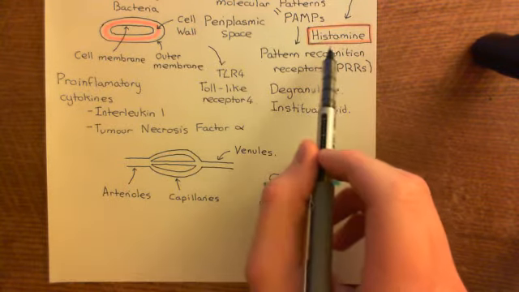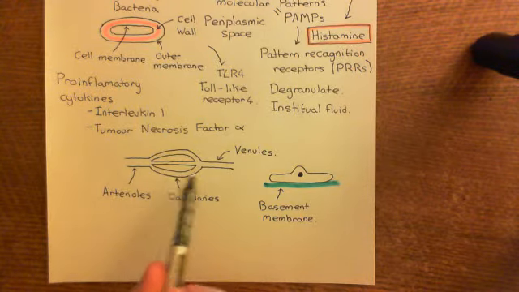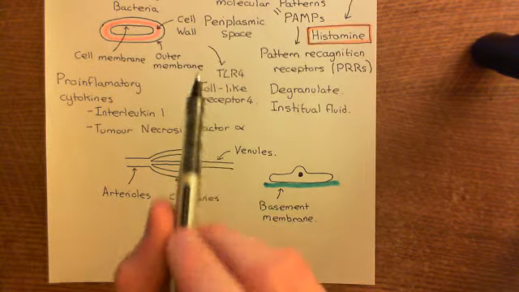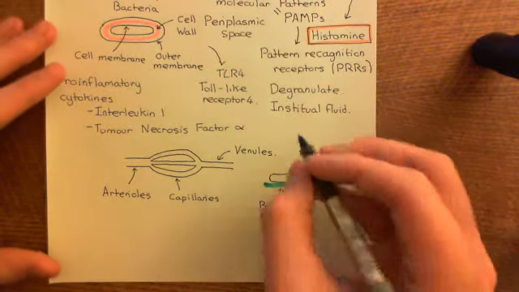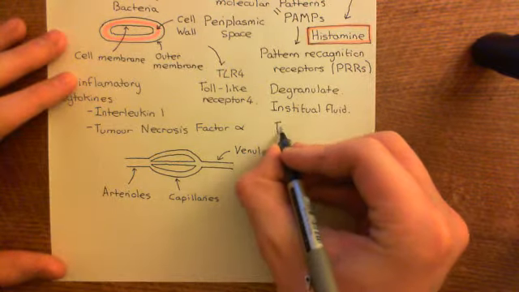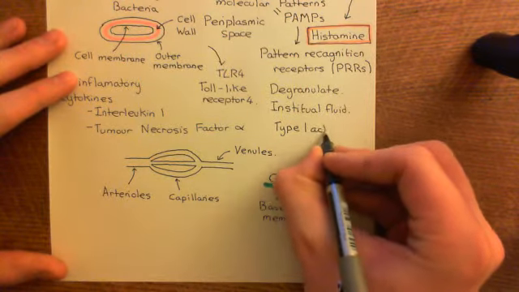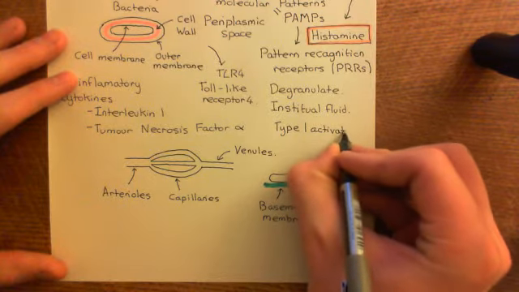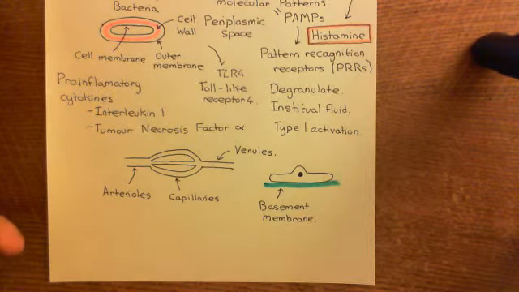Well, histamine is going to act on the endothelial cells that are in the arterioles, the capillaries, and the venules, and so is interleukin-1 and tumor necrosis factor alpha. However, they trigger a different response in the endothelial cells. Histamine is going to trigger what's known as type 1 activation of the endothelial cells. So histamine is going to trigger type 1 activation of endothelial cells. Now, this occurs within minutes.